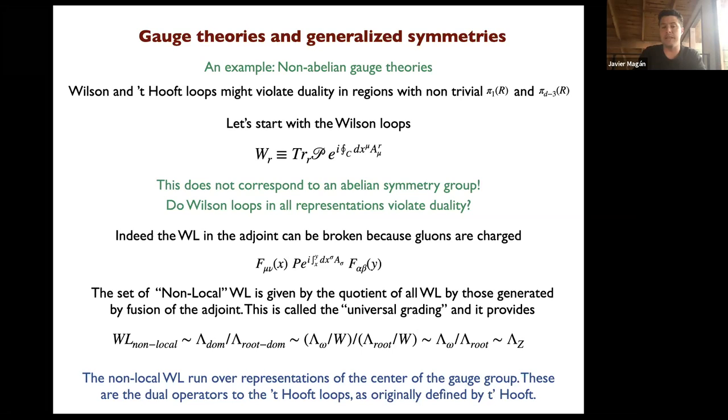And the true set of non-local Wilson loops is given by the quotient of all Wilson loops by those generated by arbitrary fusion of the adjoint. In the mathematical literature, this is called the universal grading of the fusion algebra. And for Lie groups, it can be shown that it is isomorphic to the quotient between the weight lattice and the root lattice. So we conclude that the truly non-local Wilson loops, from this duality perspective, run over representations of the center of the gauge group, and they are then the dual operators to the 't Hooft loops as originally defined by 't Hooft. And a similar analysis works for 't Hooft loops.